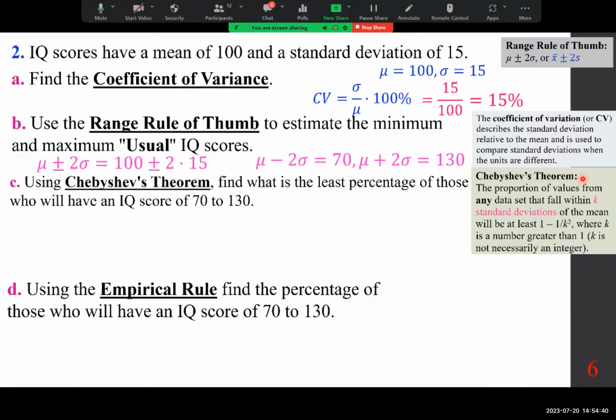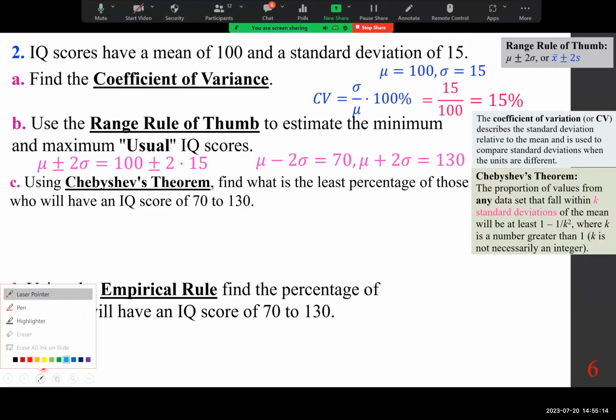Chebyshev's theorem. According to Chebyshev's theorem, the proportion of values from any data set that fall within k standard deviations of the mean will be at least 1 minus 1 over k squared, where k is a number greater than 1. K is not necessarily an integer. K represents the number of standard deviations away. We already know that this meant 2 standard deviations away from 70 to 130. So we know K is 2. But if we didn't know and we wanted to figure it out, I want to quickly show you.